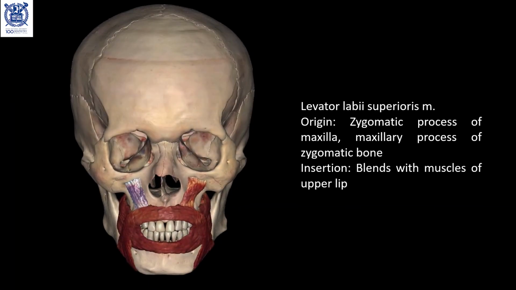Levator labii superioris muscle. It is also called quadratus labii superioris muscle. It originates from the zygomatic process of the maxilla and the maxillary process of the zygomatic bone. Its insertion blends with the muscles of the upper lip. It elevates the upper lip and is supplied by the superior labial artery and is innervated by the buccal branch of the facial nerve.